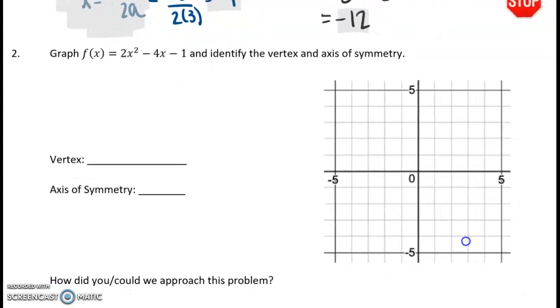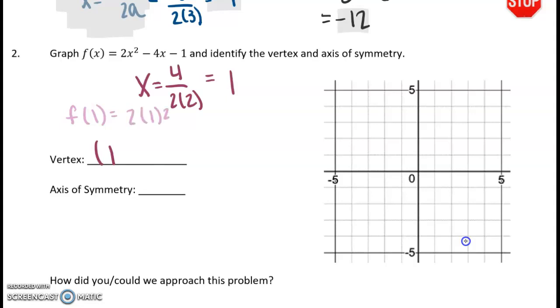All right, so number 2, it says, how did you approach the problem? You have two ways. You can either complete the square or you can do the opposite of b over 2a. That's up to you. I find that doing the opposite of b, which is 4 over 2 times 2 here, is a little bit easier. So I get my x coordinate of the vertex to be 1. Now I can substitute that back in to find my y. So f of 1 is 2 minus 4, it's -2 minus 1, which takes me to -3. So my axis of symmetry is x equals 1.